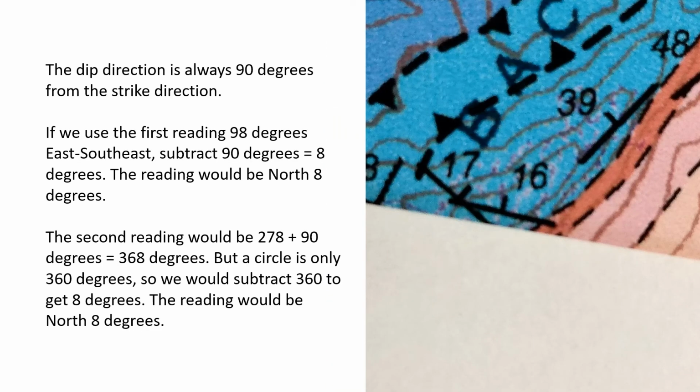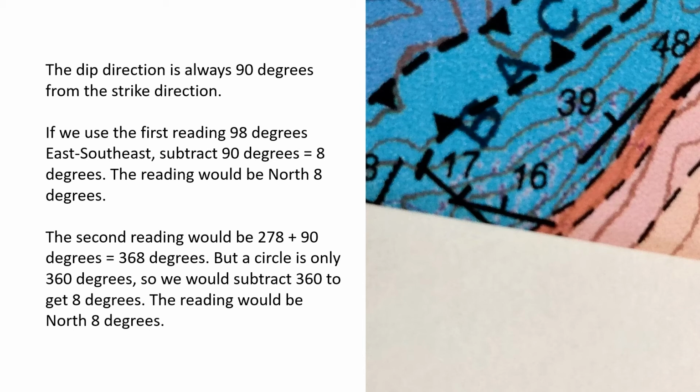The dip direction is always exactly 90 degrees from the strike direction. If the first reading is being used, 98 degrees east-southeast, and the direction of the dip as indicated by the perpendicular line is north, then we would subtract 90 degrees from 98. This would give us 8 degrees. The dip direction is north 8 degrees.